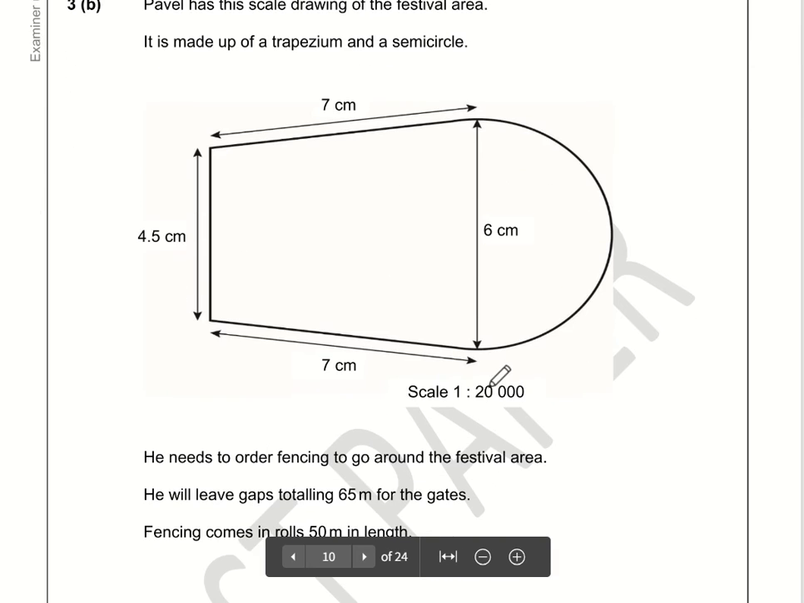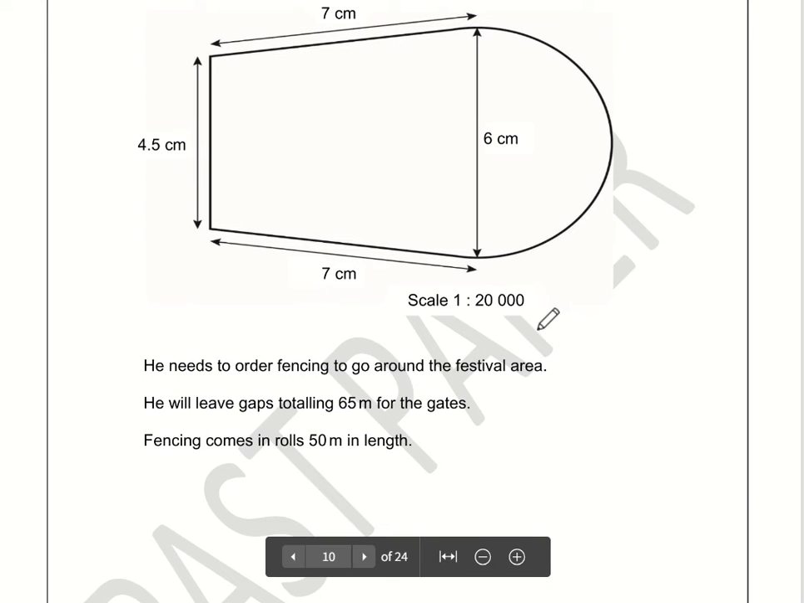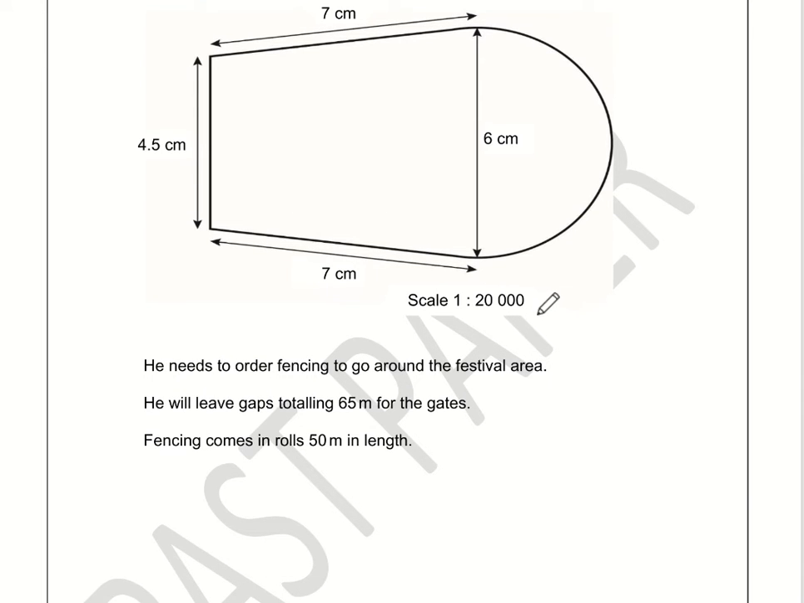Okay, so for part B, we've been shown a scale drawing of the festival area. The scale is 1 to 20,000, so that means in reality everything is 20,000 times bigger. So let's work out the perimeter in terms of centimetres. We've got 4.5 plus 7 plus 7, and we've got this part here. Now this is a semicircle, so what we have is half the circumference of a circle. The formula for the circumference of a circle is 2 pi r. If we want half of that, then that's just going to be 1 pi r, or pi times the radius.